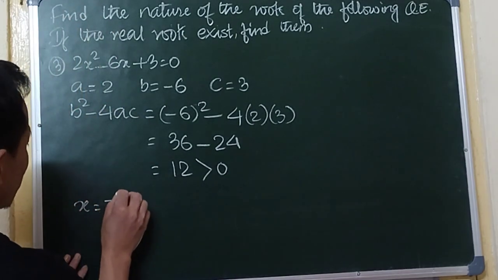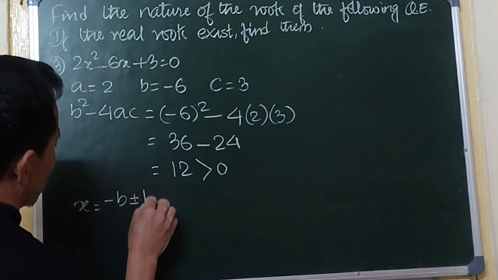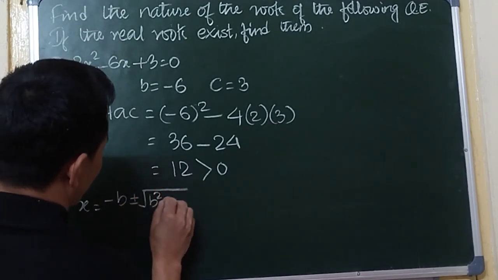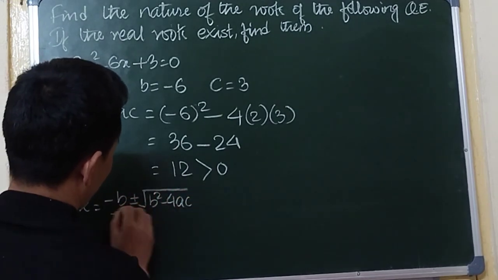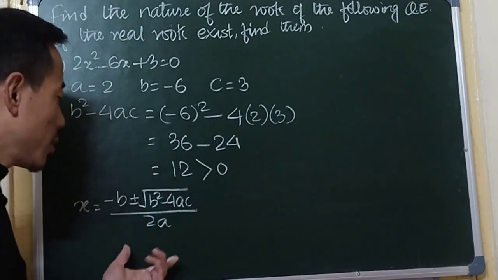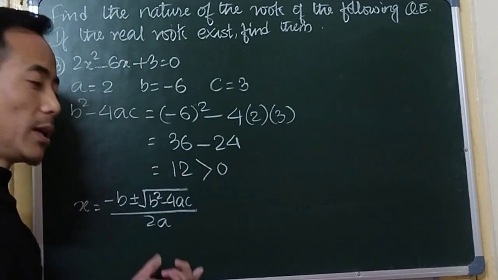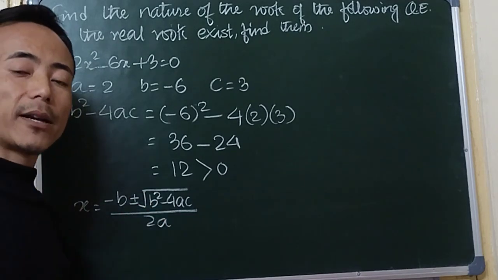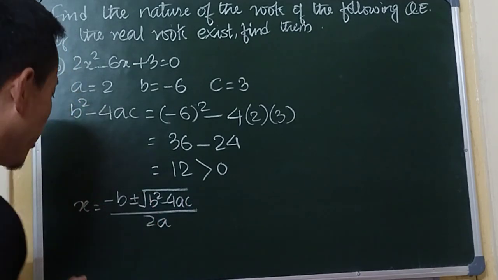x is equals to minus b plus minus under root of b square minus 4ac divided by 2a. So each time you are doing the formula, it will be easy for you to remember. Every time you write the formula when you are practicing, that will help you to remember the formula.